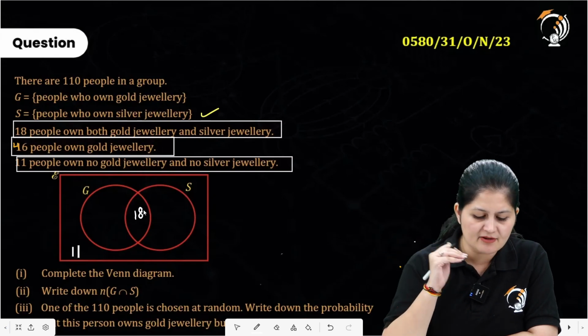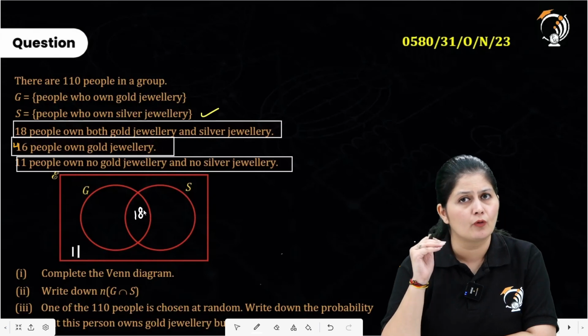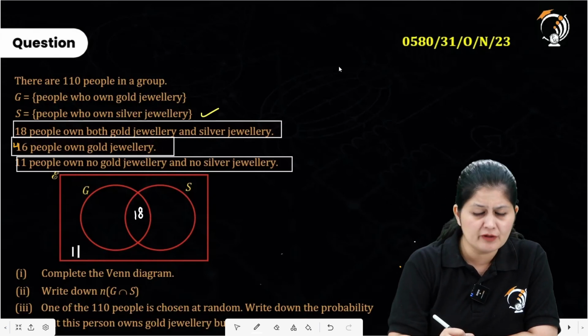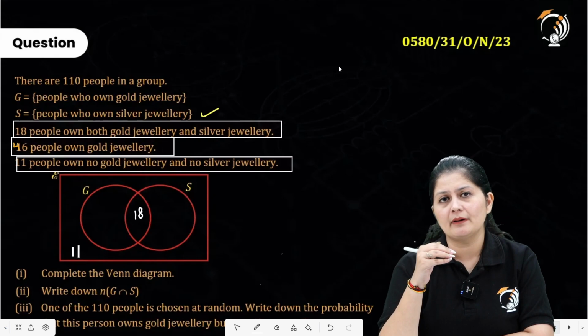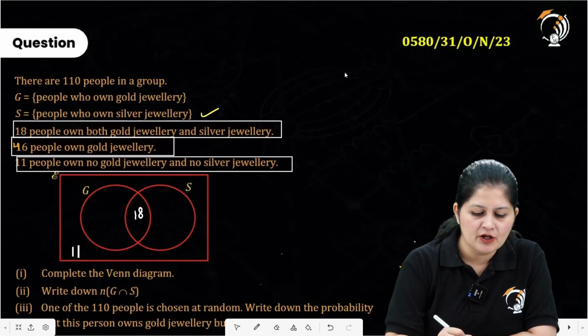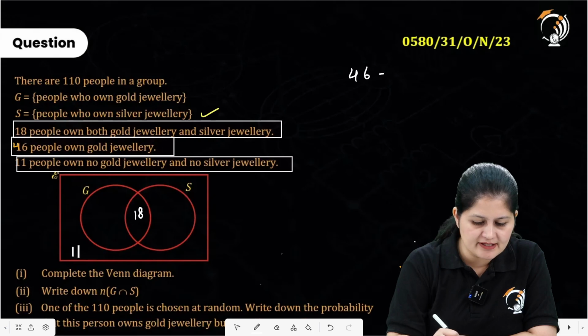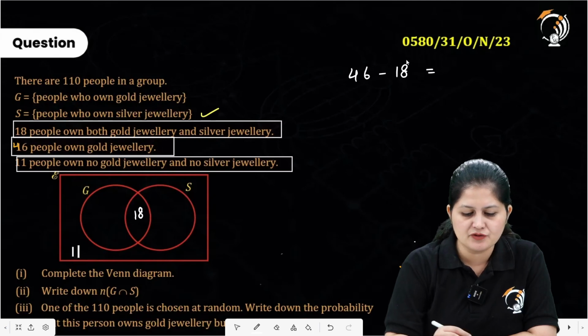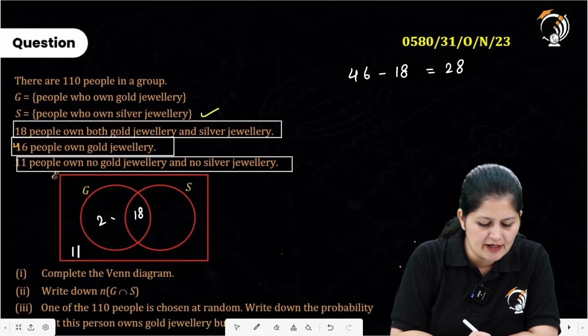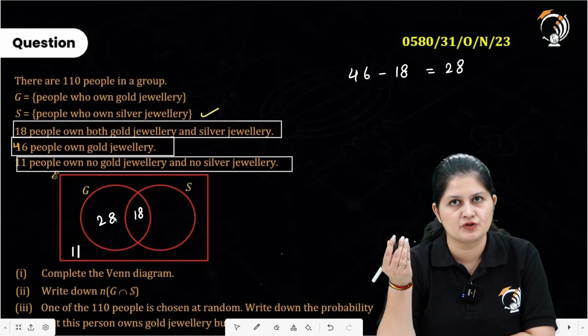So that means if we talk about the people who own gold jewelry, if we want to find out how many people own only the gold jewelry, that is going to be equal to 46 minus 18, right? So this is going to be 28. So that means there are 28 people who own only the gold jewelry.